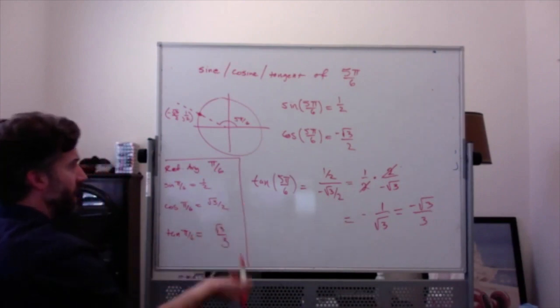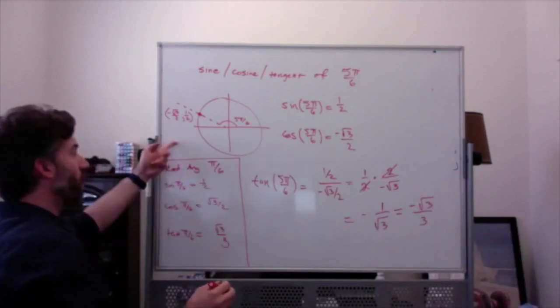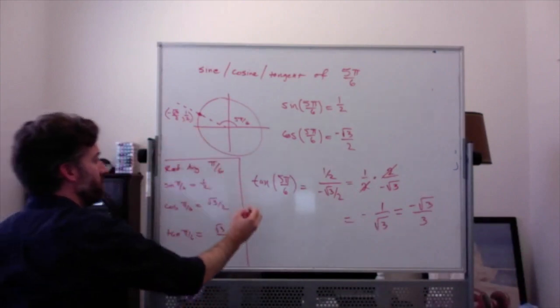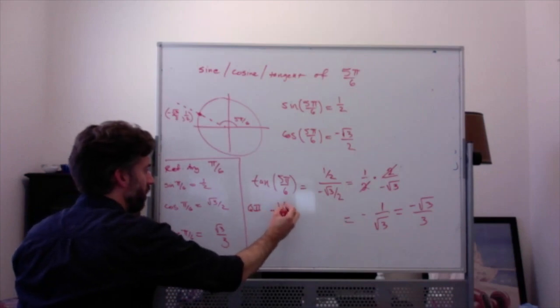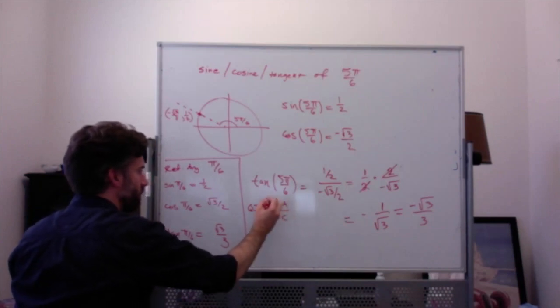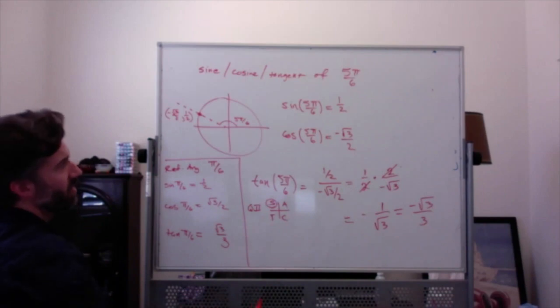And then I would use that knowledge along with the quadrant, right? I know I'm in quadrant 2. So I know that sine is positive, right? All students take calculus: sine is positive, tangent and cotangent are negative. So I could use this.